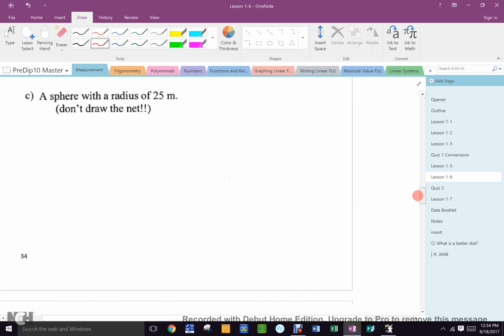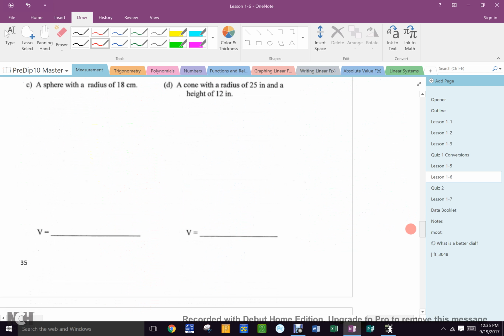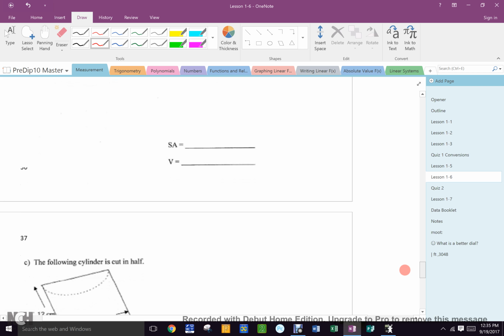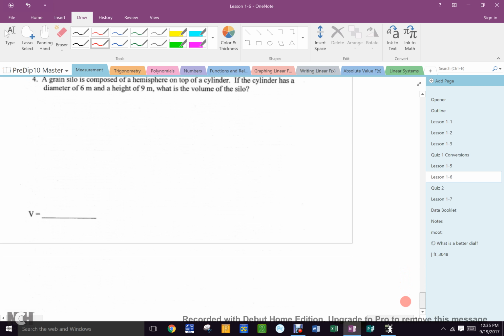Finish 34, 35, 36, and 37. Please notice on the side of my notes here, what comes after lesson 1.6? Quiz. Will that quiz be tomorrow? Of course not. We haven't even gone over page 33 to 37. When will we be going over 33 to 37? Tomorrow. So when is your quiz? Thursday.